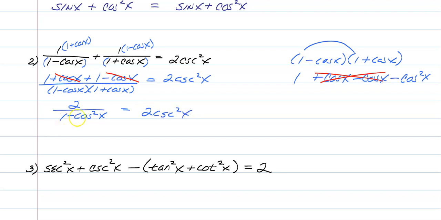Pythagorean identity. 1 minus cosine squared is sine squared. So we now have 2 over sine squared X is equal to 2 cosecant squared X. And 2 divided by sine squared X, the reciprocal of sine is cosecant. So again, reciprocal identity, boom, you are done.